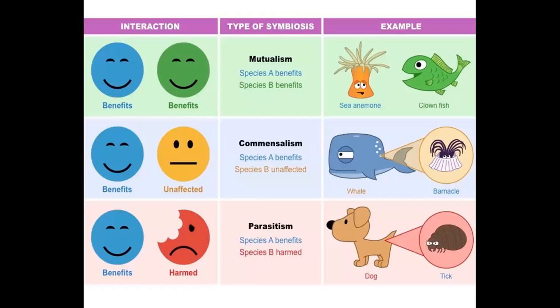So here are some ways to remember it. Mutualism, both species are benefiting, so they're both happy. Commensalism, one's benefiting, but the other is not affected. So one's happy and the other one's just in the middle. And then you have parasitism, where one benefits and one is being harmed. So this guy's happy and this one's not so happy, right? There's your barnacle and whale. So does anybody have any questions?